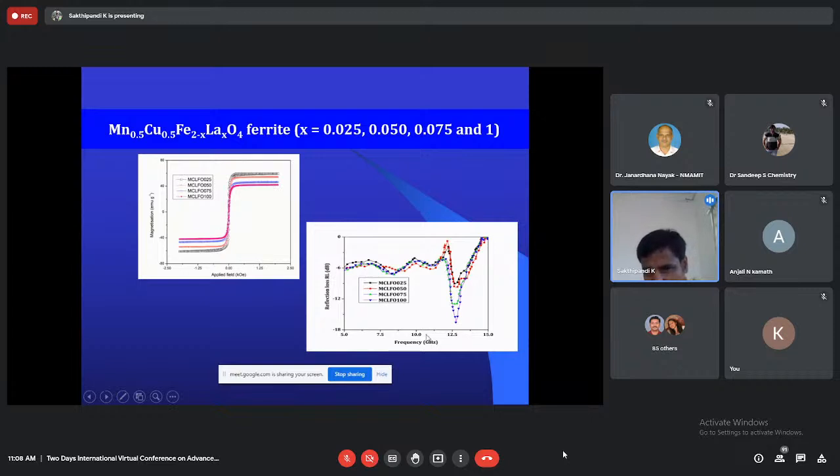So this is a graph for the microwave absorption. We have some absorption in the X band. Generally 8 to 12.5 GHz is called the X band. So we got some absorption in the X band.